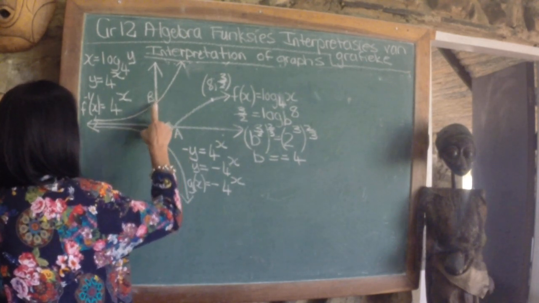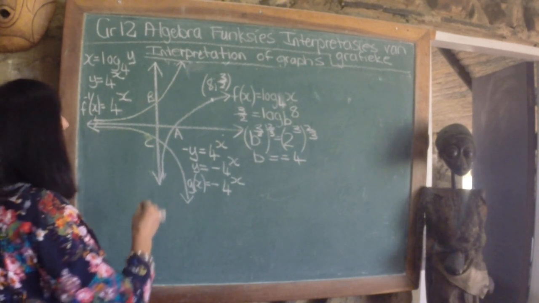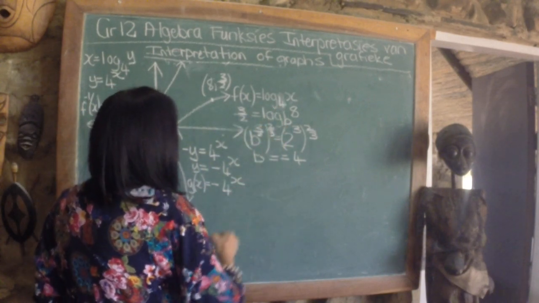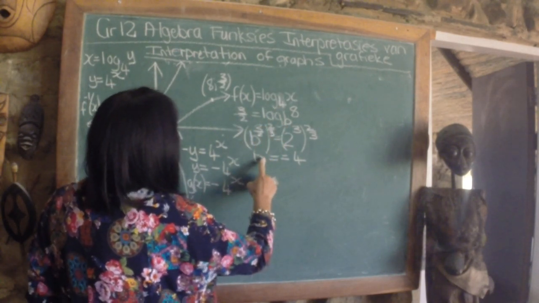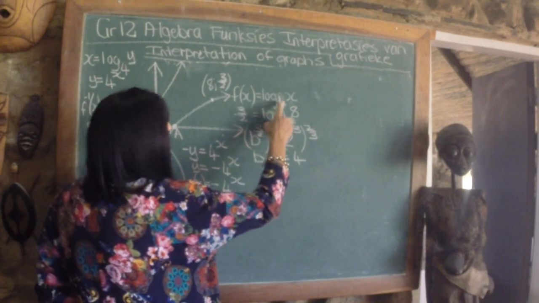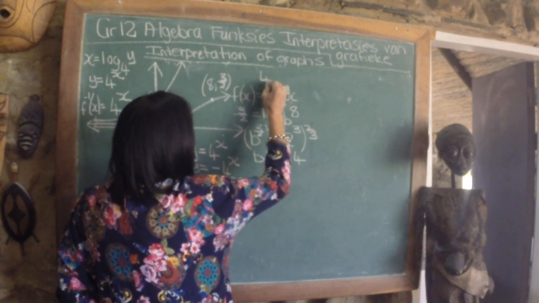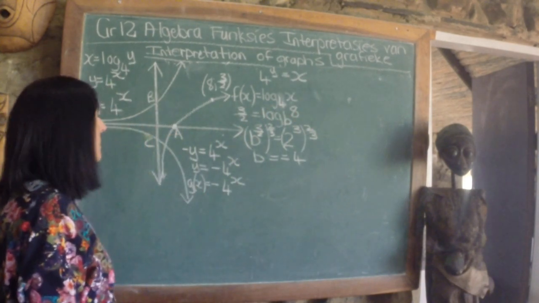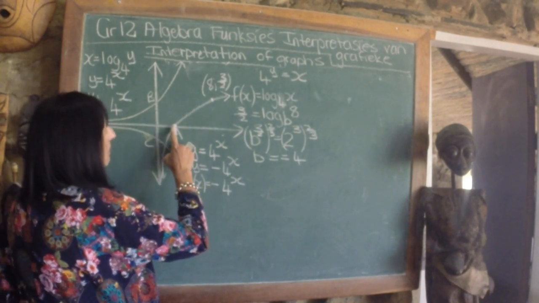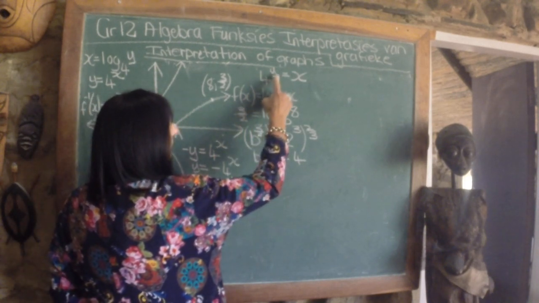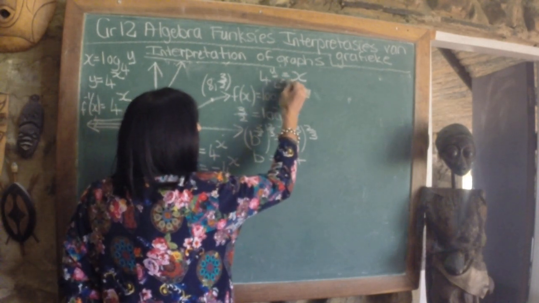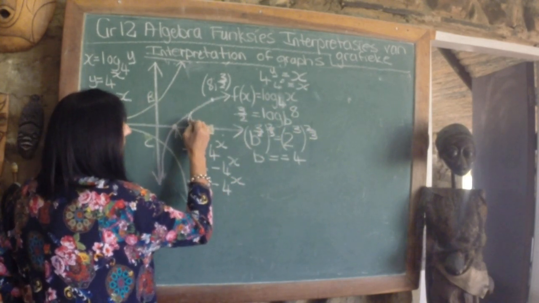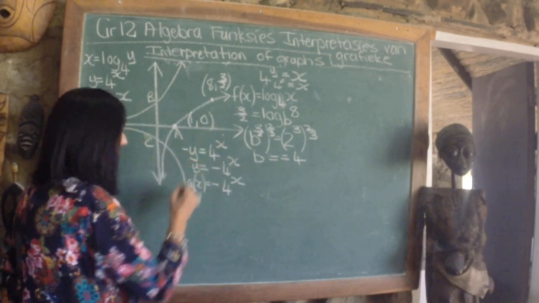the coordinates a, b and c. Goed. A is the log function. So if we write it in the correct format, then it's 4 to the power of y equals x. So as ons die x afsnit wil hê, dan maak ons vir y 0. If you make y 0, x equals 1. So the coordinate of a is 1 and 0.